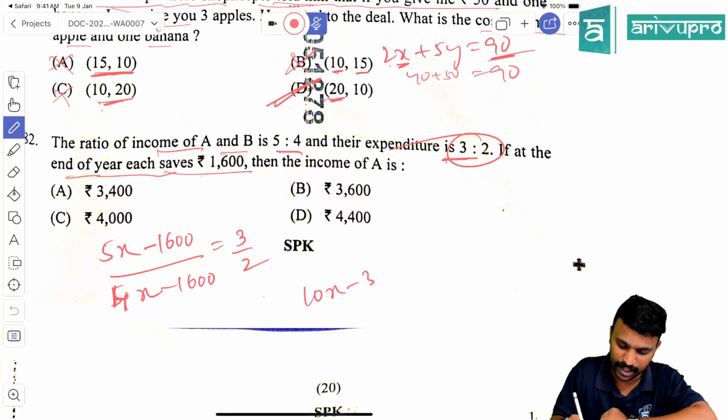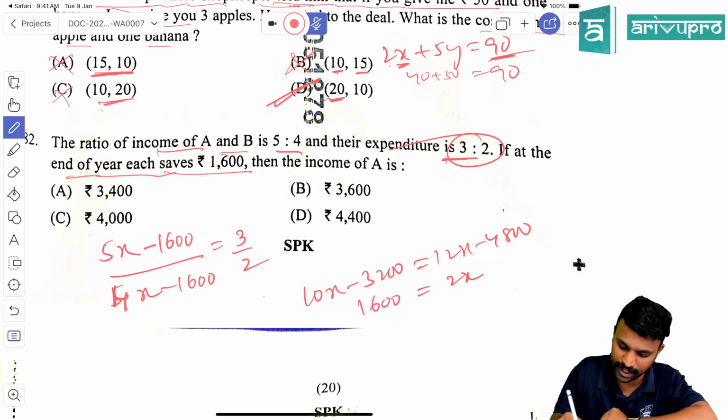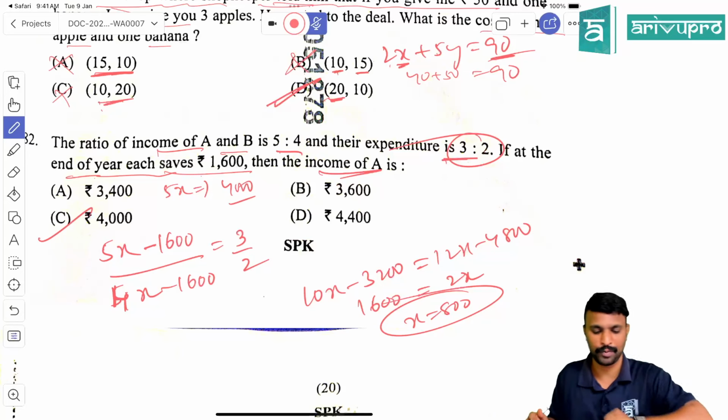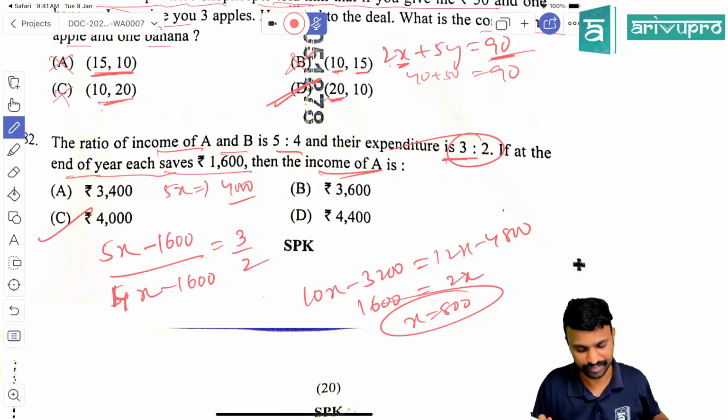10x minus 3,200 is equal to 12x minus 4,800. That is 2x is equal to 1,600. So x is equal to 800. What you are asked to find is the income of A. Income of A is 5x. 5 into 800 is 4,000. So 4,000 rupees is the income of A.